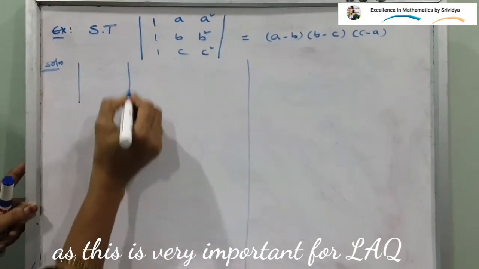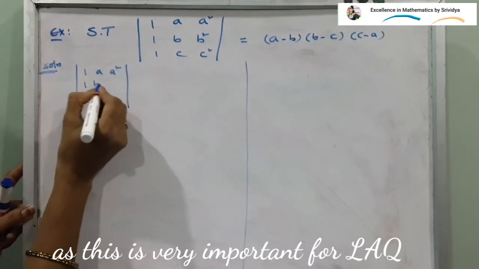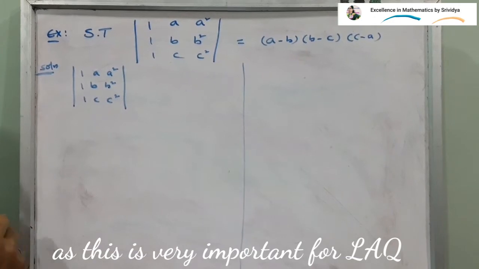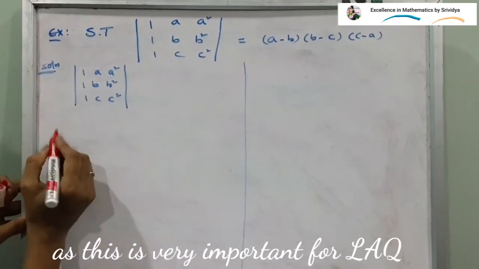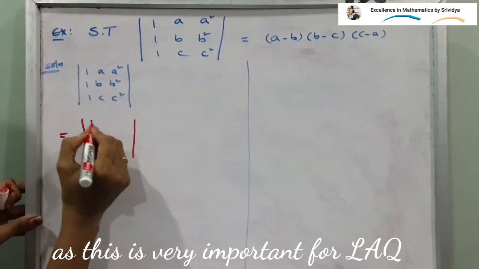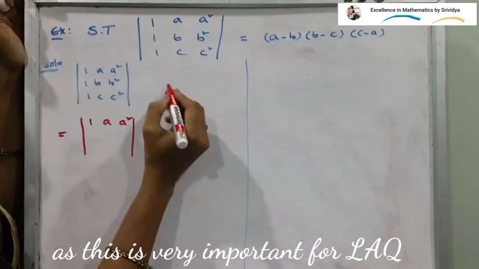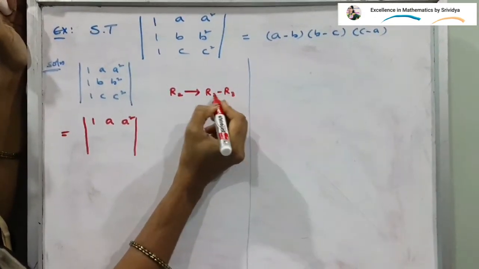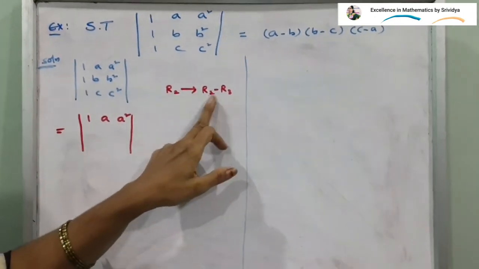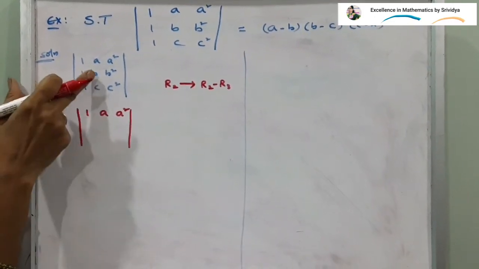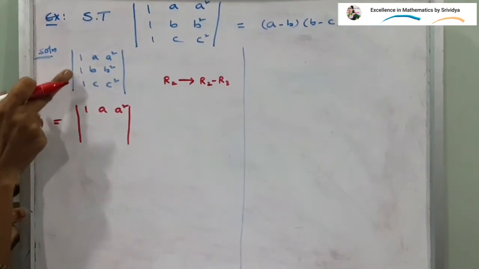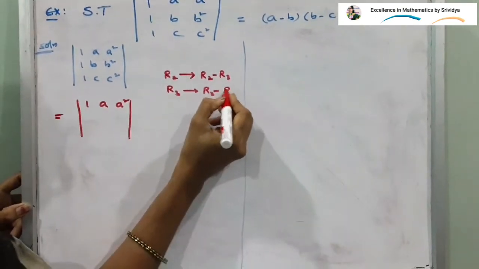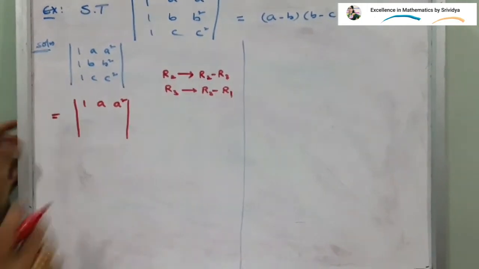Now the solution is: the determinant of [1, a, a²; 1, b, b²; 1, c, c²]. Here we have to prove (a − b)(b − c)(c − a). The first row is the same, 1, a, a². Here we apply R2 → R2 − R3. Then again R3 → R3 − R1.